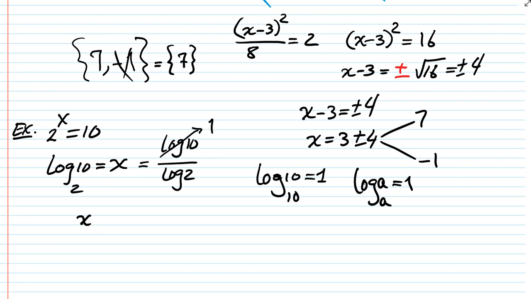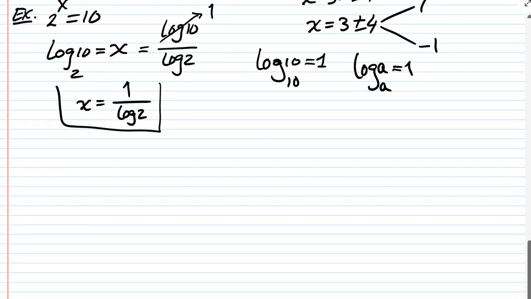Therefore, the answer to x is 1 over common log of 2. I could have done natural log, but the answer wouldn't come out as nice. Then I have ln of 10 over ln of 2. So right now I have simply 1 over common log of 2. All right. Let's take a look at another example here.